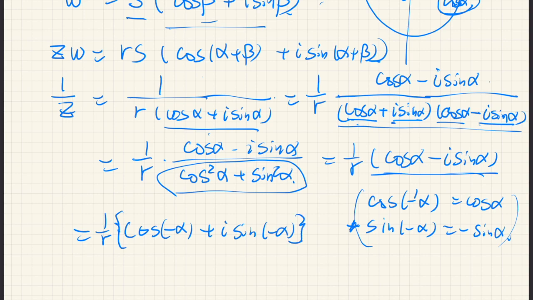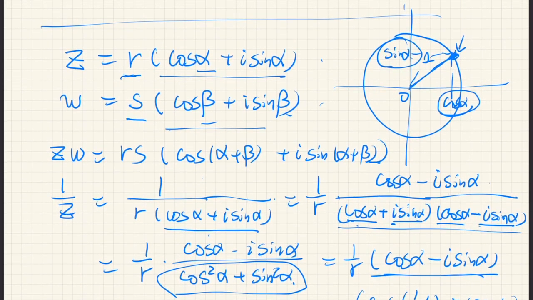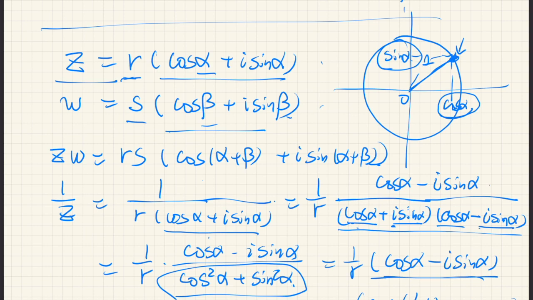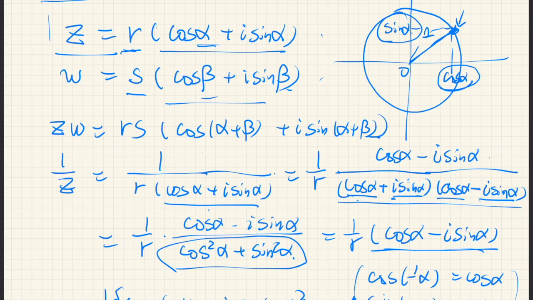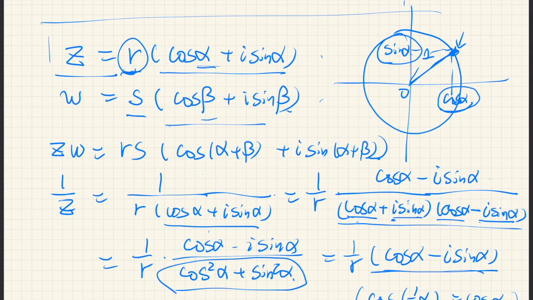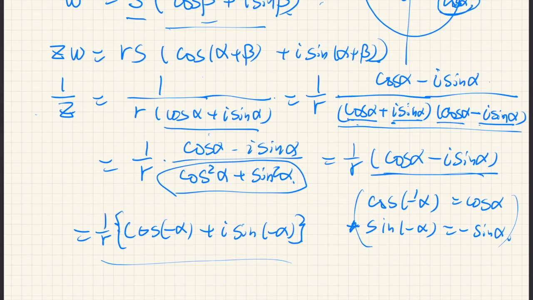Okay? So what does that mean? Multiplication by z rotates some point around the origin counterclockwise by the angle alpha, and also scales by r, right? But dividing by z shrinks the point by this amount, by r, and rotates that point by negative alpha.